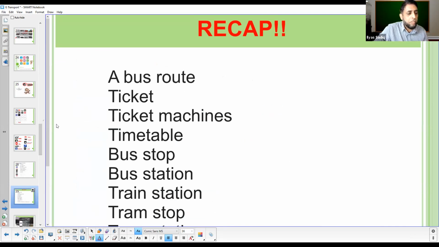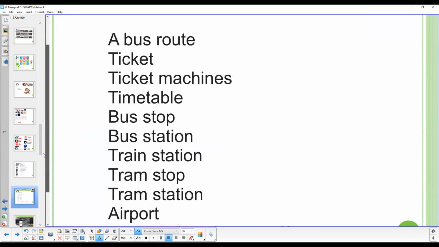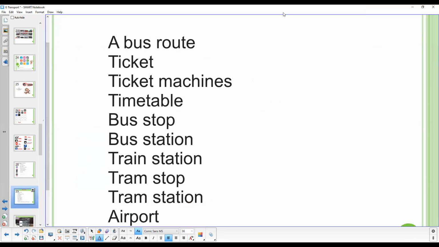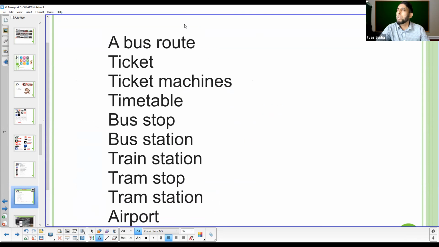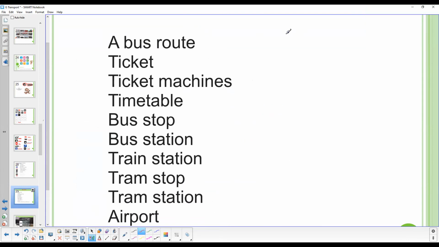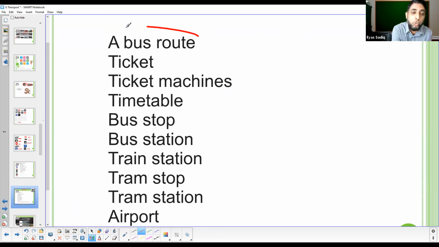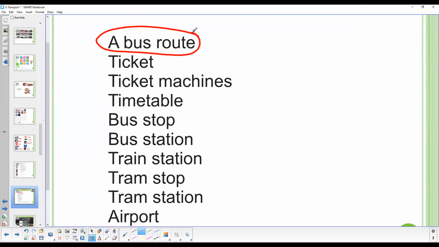Now, just to have a recap. Imagine a bus route. Is it relevant to the train station or to the bus? Yes, to the bus. Yeah, where the bus drives, that's called the bus route. Is there anybody who has an idea why it is called the bus route? Because the bus is going on the exact route every time from place to place.